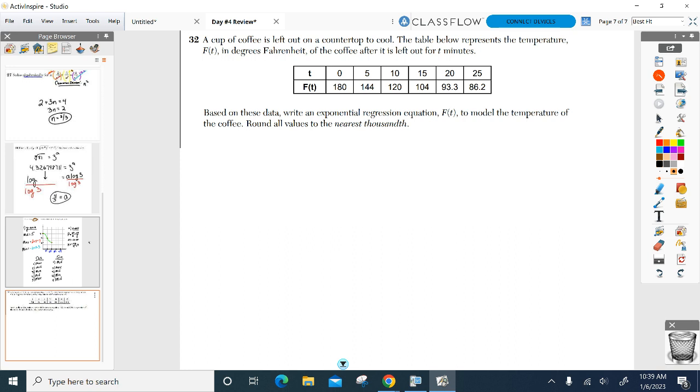T represents the time it's been left out, and F of T is the temperature of it. And it's asking me to use these values to write an exponential regression. Anytime I see the word regression, and I'll show you all the types in a second, I'm going to let my calculator do all the work. So the first thing is I need a place in my calculator to put all these numbers. And I think you guys can probably guess where we're going to go to put them in.